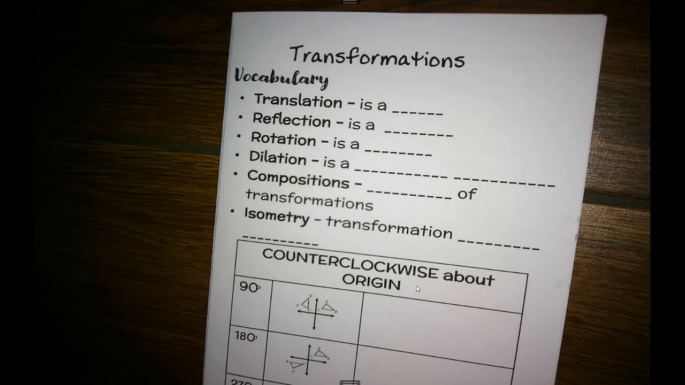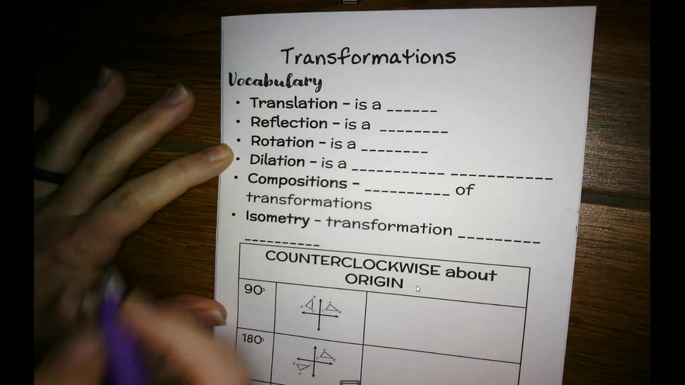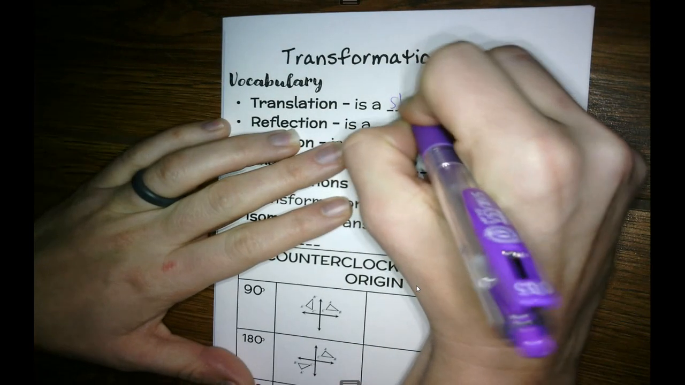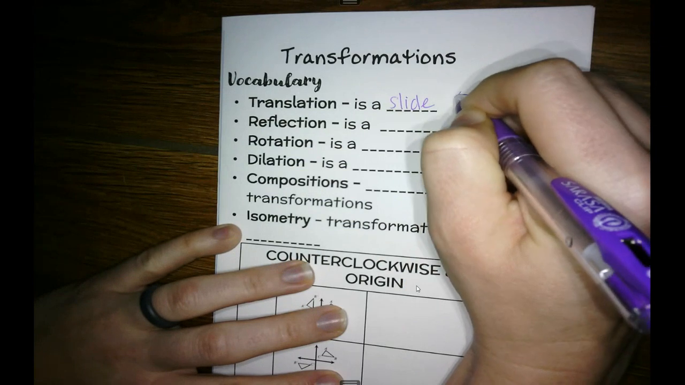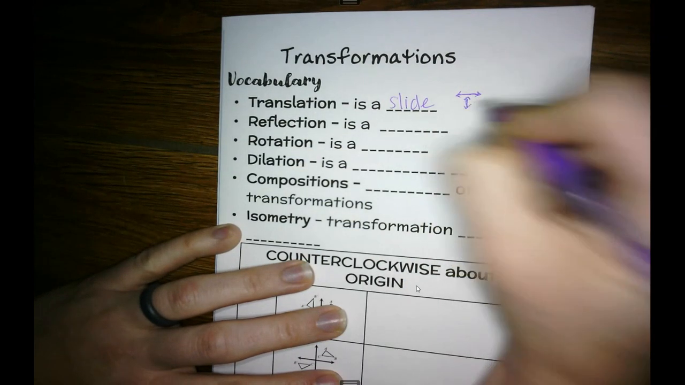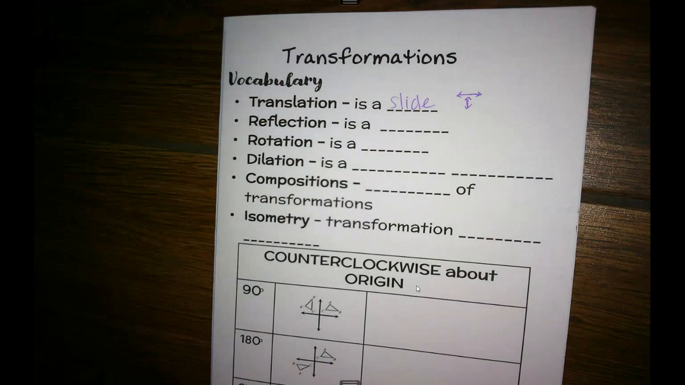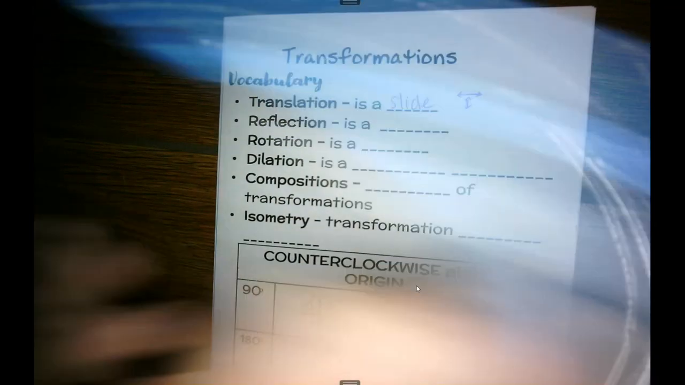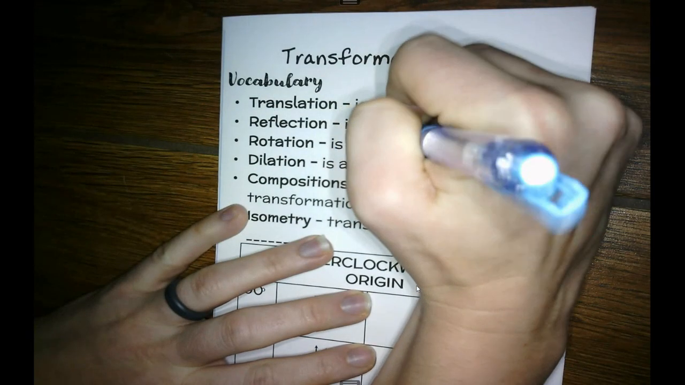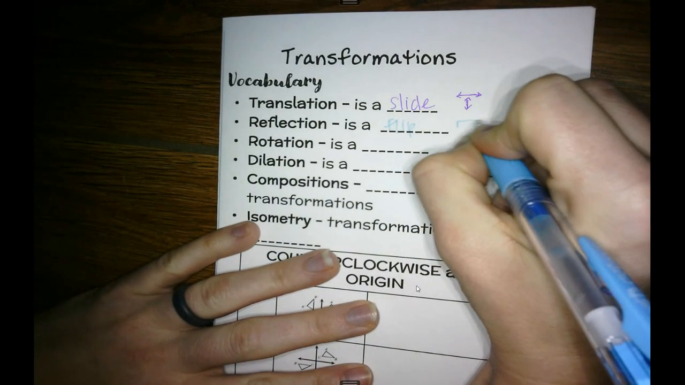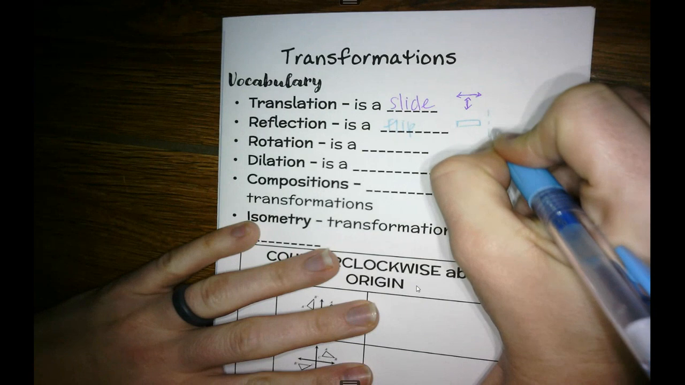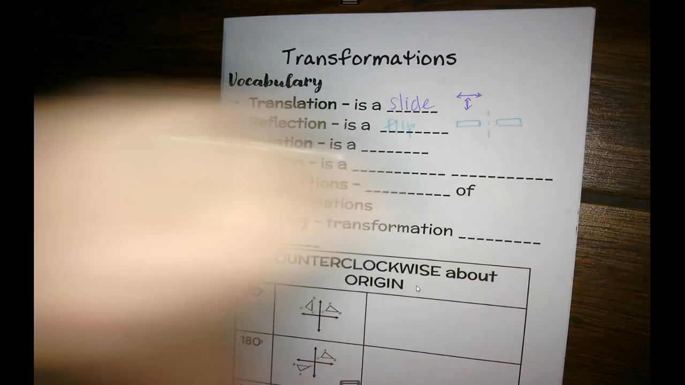Let's review transformations. So remember, a translation is just a slide. It's where we're moving it left or right and up or down. And a reflection is a flip. Remember, that's where we are reflecting it over a line.